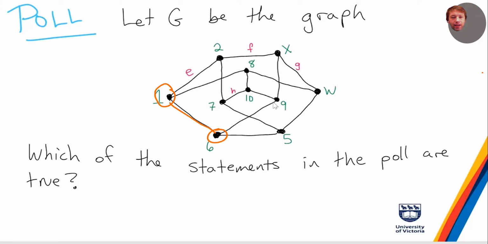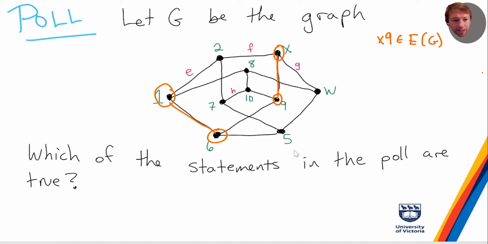X9 is in E of G, X and 9. And that's true. The statement was saying X9 is in E of G, where G is this graph. That's the same thing as saying that X is adjacent to 9. Hopefully this G here doesn't look too much like a 9. Maybe that confused people. But yes, X is adjacent to the vertex 9. So the second one is also true.